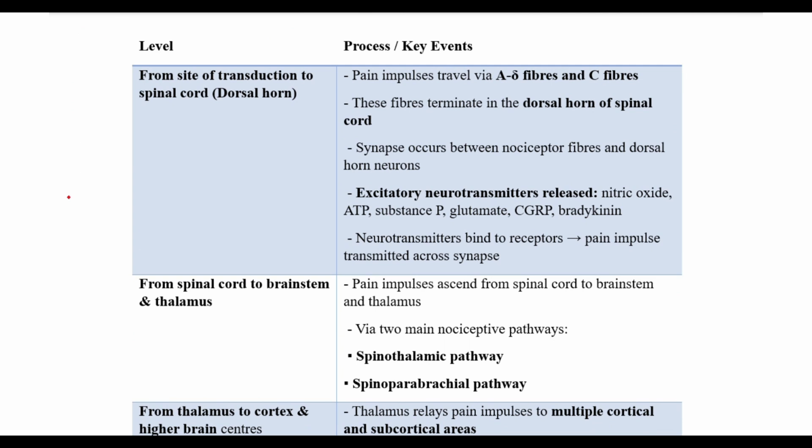So the three parts or the 3 neurons, we would say, this is the first order neuron. It is from the site of transduction of pain to the dorsal horn of the spinal cord. The pain impulses will travel via the 2 fibers, that is the A delta fibers and the C fibers. A delta fibers are fast conducting fibers and these are slow conducting fibers. The difference we will see between the two in the following table. These fibers terminate in the dorsal horn of the spinal cord.